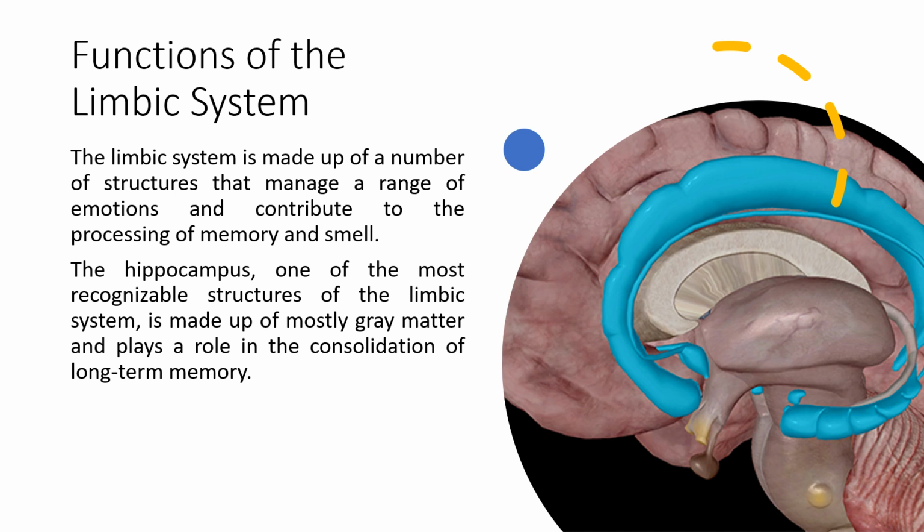Now let's discuss the functions of the limbic system. The limbic system is made up of a number of structures that manage a range of emotions and contribute to the processing of memory and smell. And we're going to talk a lot more about the limbic system when we study our aromatherapy. For those of you who are doing the naturopathic programs, we're going to talk a lot more about the limbic system. The hippocampus, one of the most recognizable structures of the limbic system, is made up of mostly gray matter and plays a role in the consolidation of long-term memory.